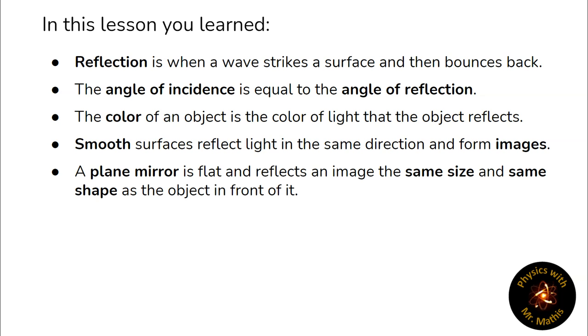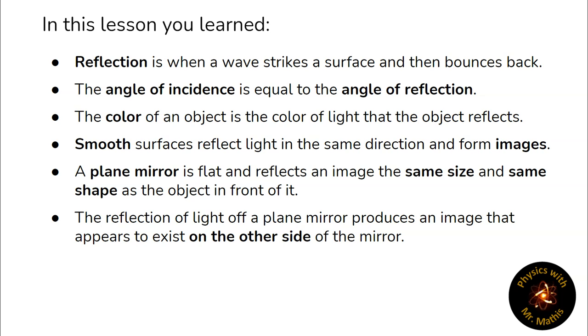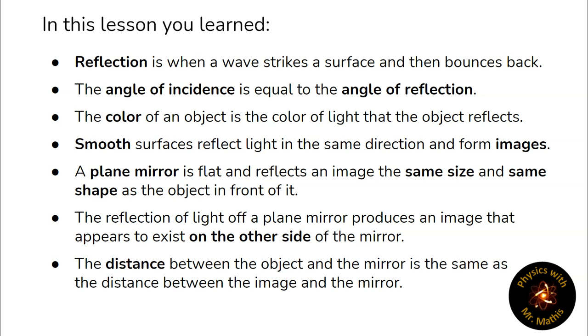A plane mirror is a mirror that is flat and reflects an image that's the same size and shape as the object that's in front of it. When light reflects off of a plane mirror and creates an image, that image looks like it's on the other side of the mirror. And the distance between the object and the mirror is the same as the distance between the image and the mirror.